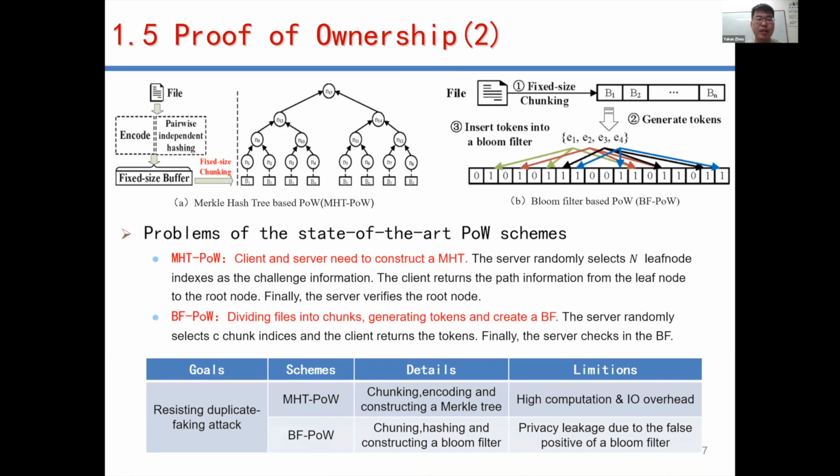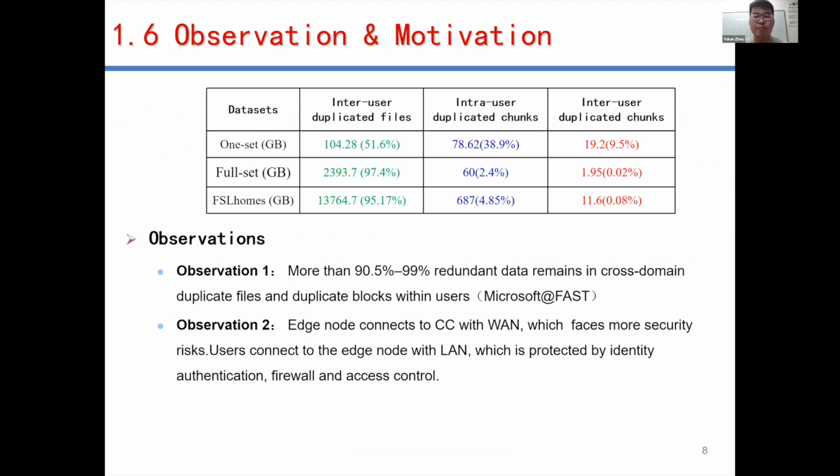However, it is time consuming because the encoding process and the construction of the Merkle hash tree are time consuming. To reduce the computation overhead, we also use the Bloom filter based POW. It divides files into blocks and generates tokens to create a Bloom filter. However, it will suffer privacy leakage due to the false positives of the Bloom filter.